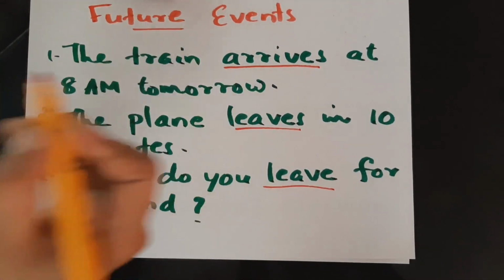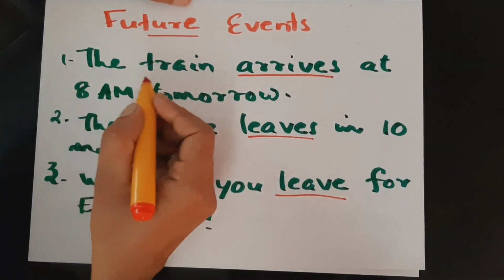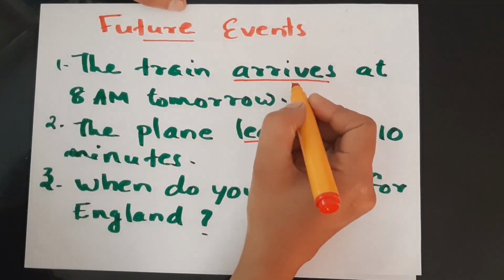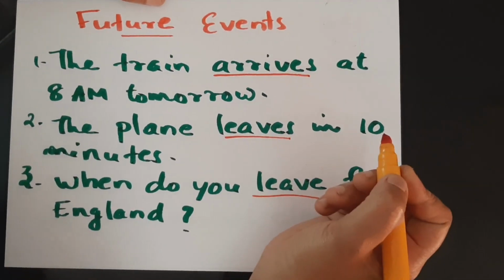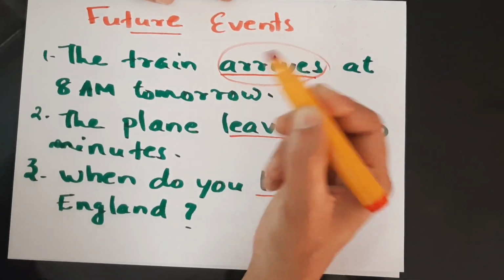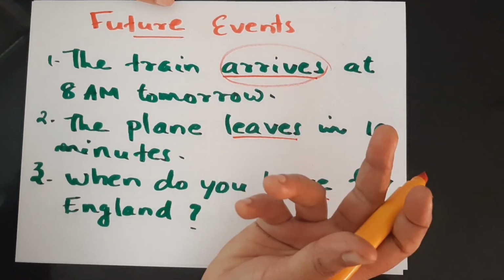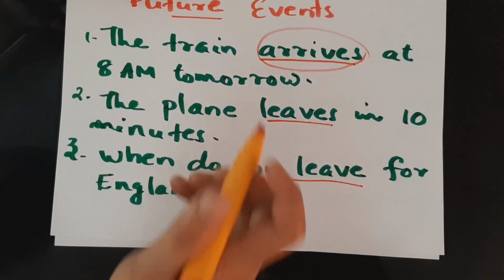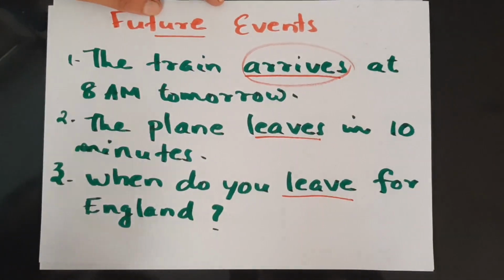Let's see how it is with future events. Here are some examples. The train arrives at 8 a.m. tomorrow. See, tomorrow, the reference is future. Tomorrow means future, but here we used simple present tense, arrives. This is an event that actually happens according to a timetable, a schedule. So the train arrives at 8 a.m. tomorrow, and here we used simple present tense.